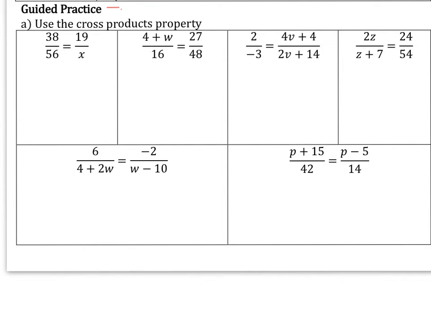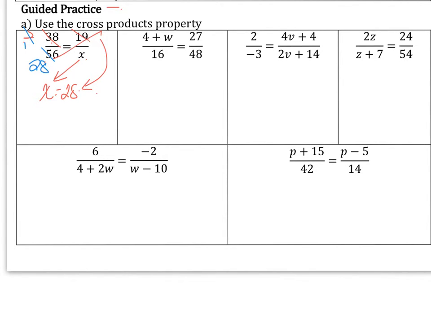Okay, 38 to 56 equals 19 over x. So what can we do first here? We can first simplify 38 and 19, and then 2 with 56. And now we can cross multiply. x equals 28. One times x, 28 times 1.